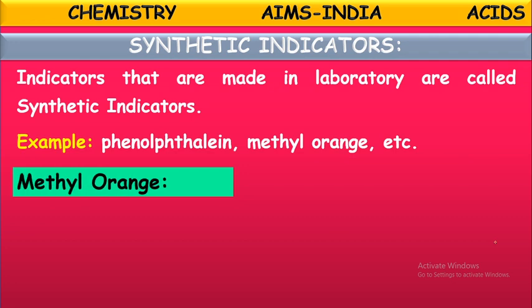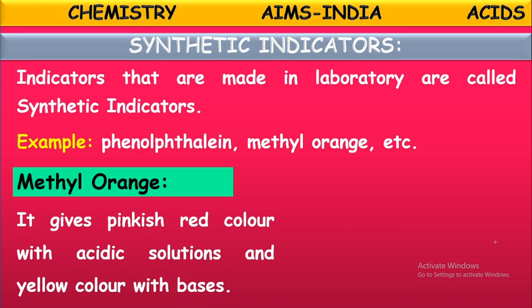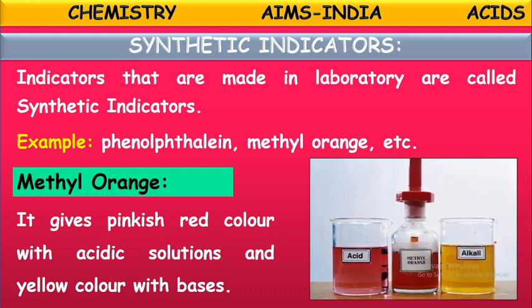First, let us talk about methyl orange. It gives pinkish red color with acidic solution and yellow color with bases. Yes, its color is in the name itself, it is orange. This methyl orange is one of the organic substances which is orange in color. It is a light orange colored solution. When this is added to an acid, it changes to dark pink or red color. And when a few drops of this methyl orange are added to the base, immediately its color changes to yellow. So by these color changes, we can identify acid and base by using the synthetic indicator methyl orange.